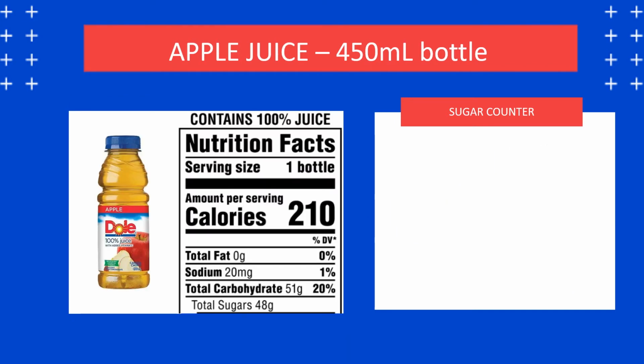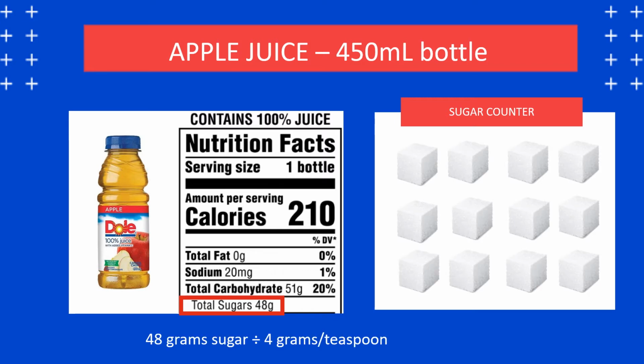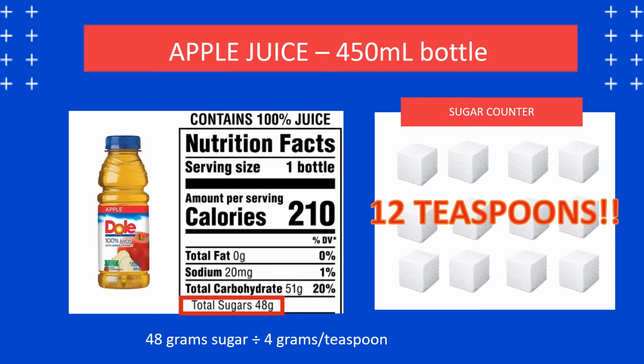Okay, so next up we've got apple juice. We've got a 450 ml bottle, and in that we've got 48 grams of total sugar. I have to apologize because all the labels are a little bit inconsistent. And then we have 12 teaspoons in the whole bottle, which again is double the amount that's recommended.